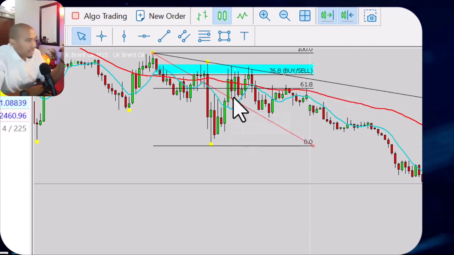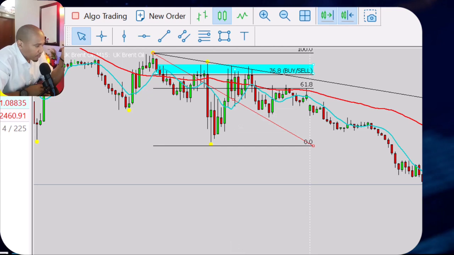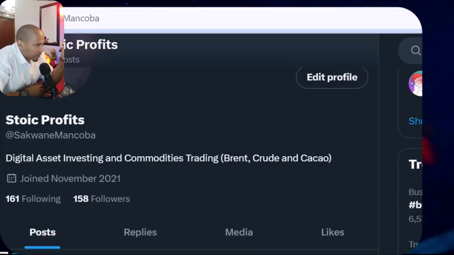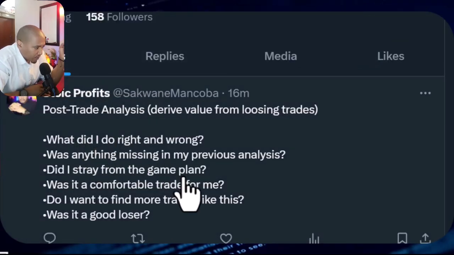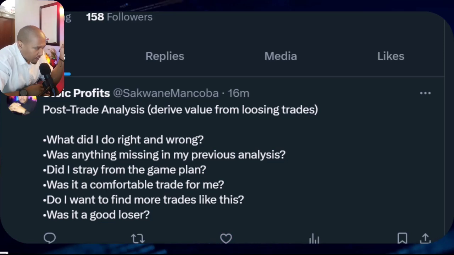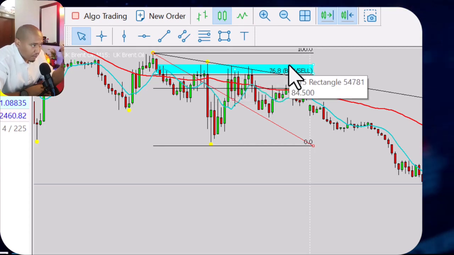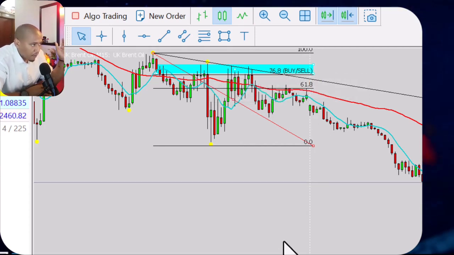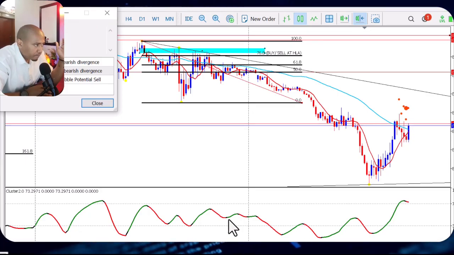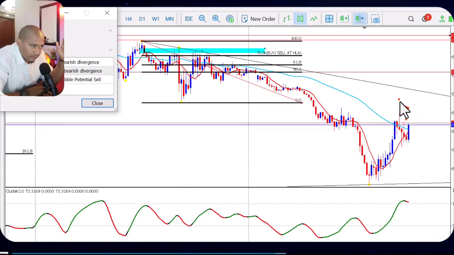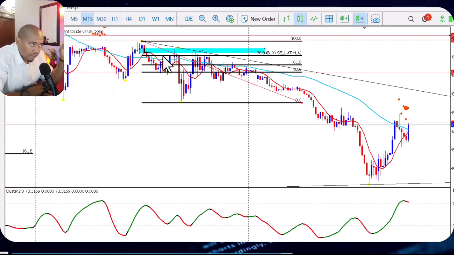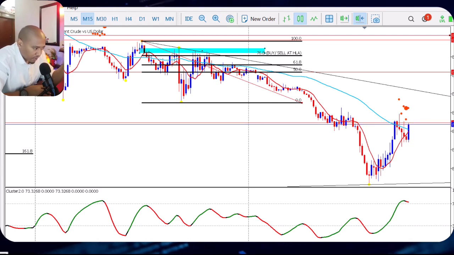So what did I do right? As our first question, what did I do right and what did I do wrong? So what did I do right? I did find my bias. I did find my entry. The only thing that was missing was the cluster. There was no cluster here, so this trade was not an A+ trade just because of that. So I would say it was a B trade.